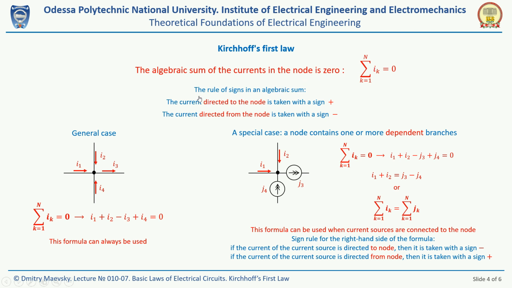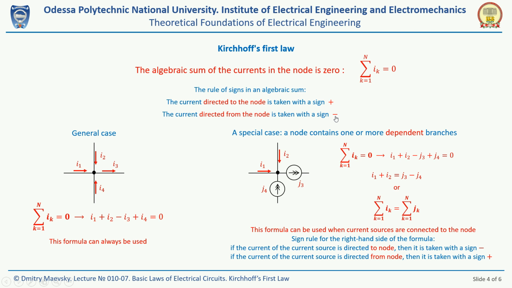Therefore, we need to formulate a rule according to which the sign of each current will be determined in the equation of Kirchhoff's first law. This rule can be, for example, the following. The current coming to the node, directed to the node, will be taken with a plus sign, and the outgoing current with a minus sign.